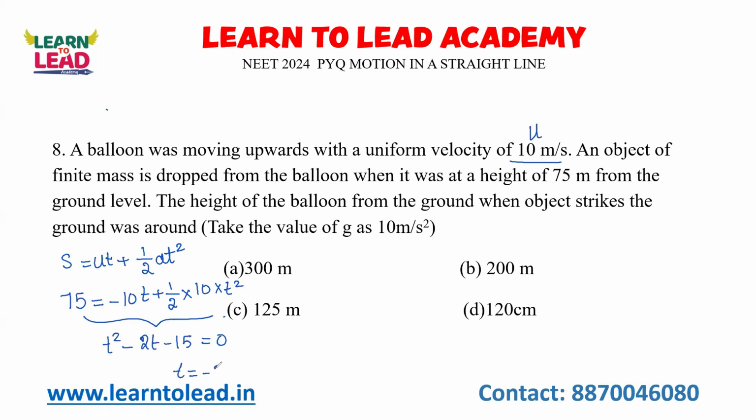So t will be minus 3 or t will be plus 5. Minus 3 is negative, and time cannot be negative. So t is equal to plus 5 seconds is your answer. Then the height of the balloon is equal to 75 plus 10 into 5. So the height the balloon reached is 125 meters.